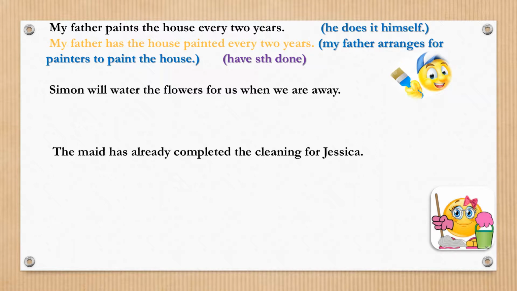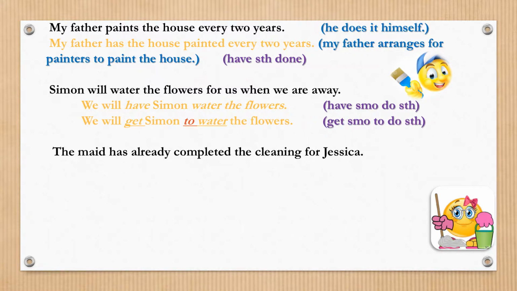Look at the second one. Simon will water the flowers for us when we are away. In the sentence, we know who will water the flowers. So, we may prefer to use the structure have someone do something. So the sentence is we will have Simon water the flowers. Or in the place of have someone do something, we may prefer get someone to do something, and the sentence will be we will get Simon to water the flowers.